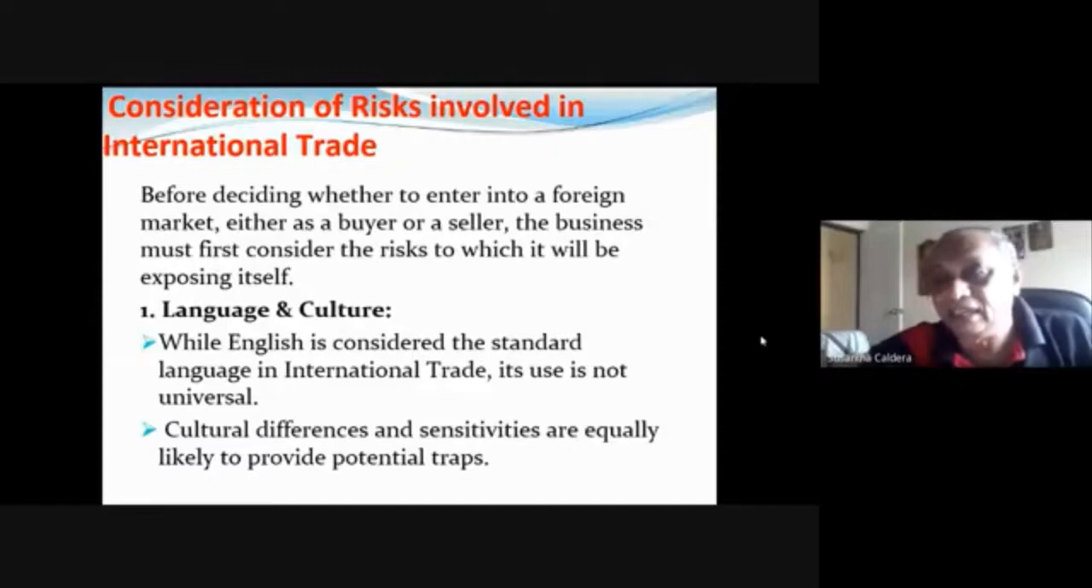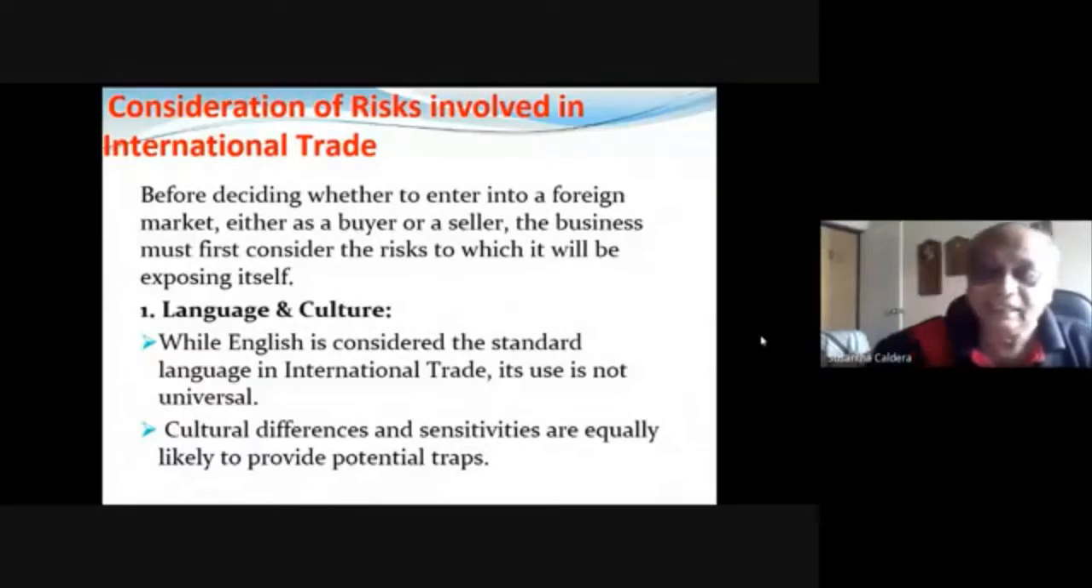sensitivities are equally likely to provide potential traps. Cultural differences: our culture, Chinese culture, Saudi culture, Muslim culture, different cultures. So we have these issues, right? Some are sensitive.